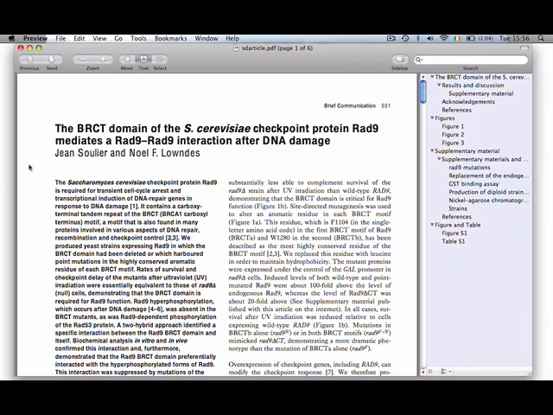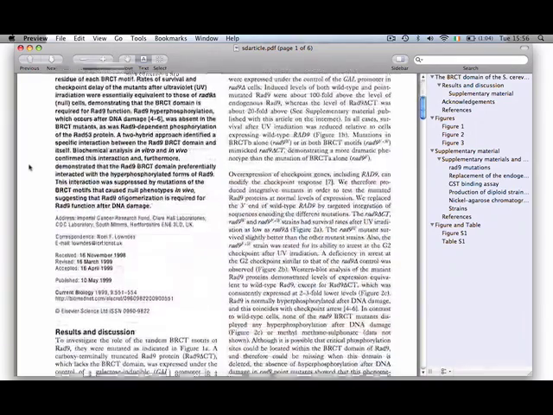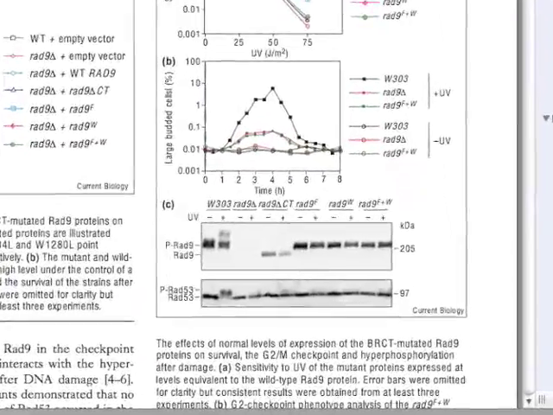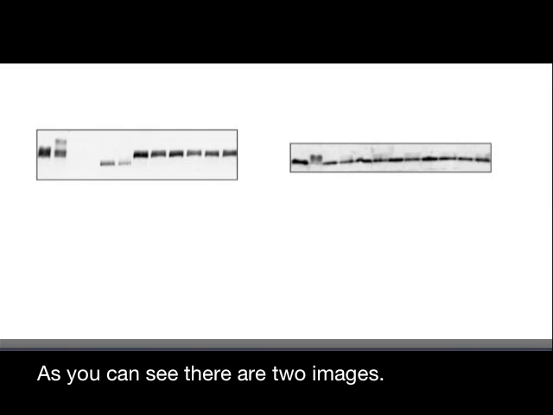Let's work through the process of labeling an actual Western blot. We'll use the image from Figure 2C of the Soulier and Lowndes paper in Current Biology 1999 for this exercise. Let's look at the image components we have. As you can see, there are two images.